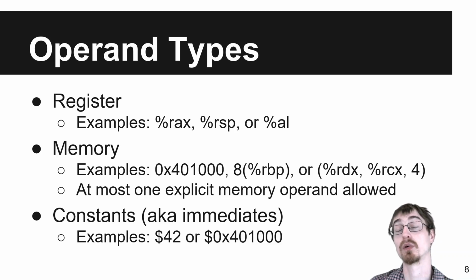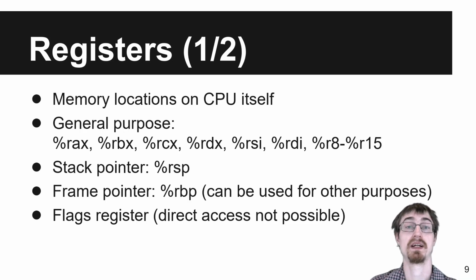Finally, we have constants, also known as immediates in the context of assembly language. Immediates or constants are marked by the $ sign. If the $ sign is not there, you're referring to memory instead. So $42 refers to the number 42 itself, rather than the data stored at address 42. Likewise for $0x401000. These refer to the number itself. If for whatever reason we want to store the pointer somewhere rather than the data that we point to, we also need to use the $ sign to indicate that we want an immediate rather than a memory access.